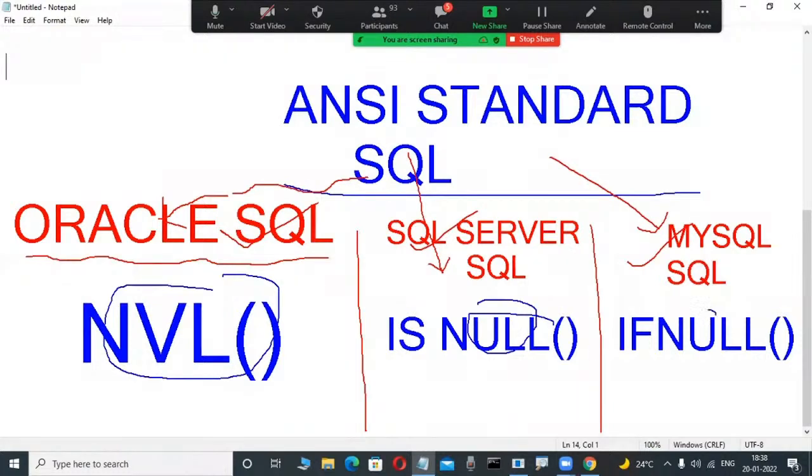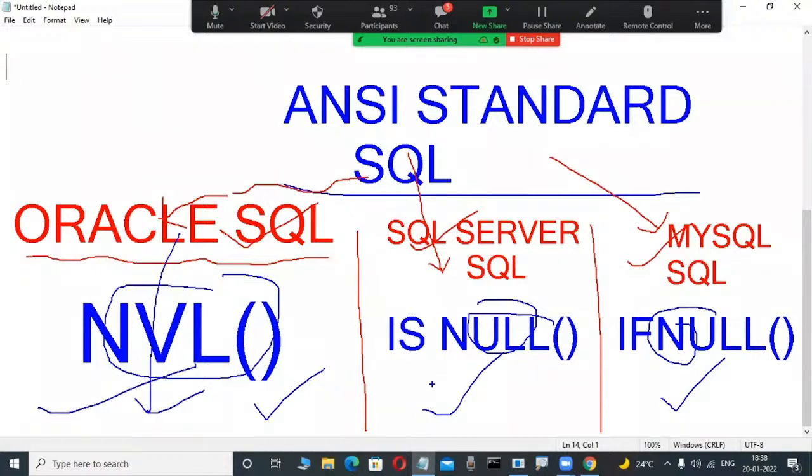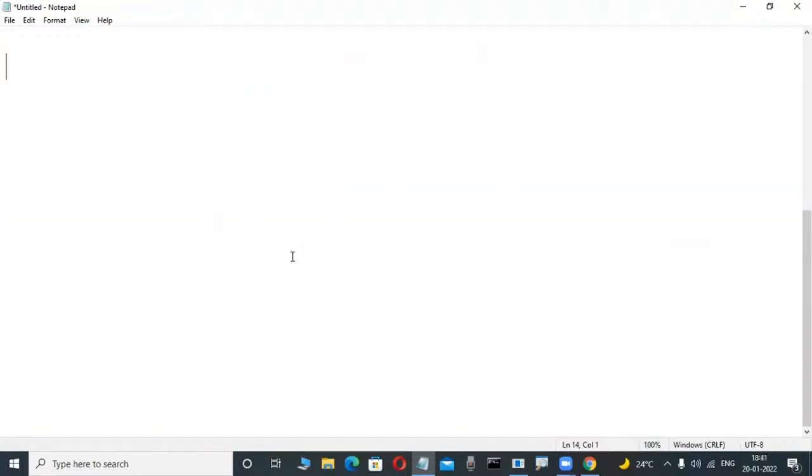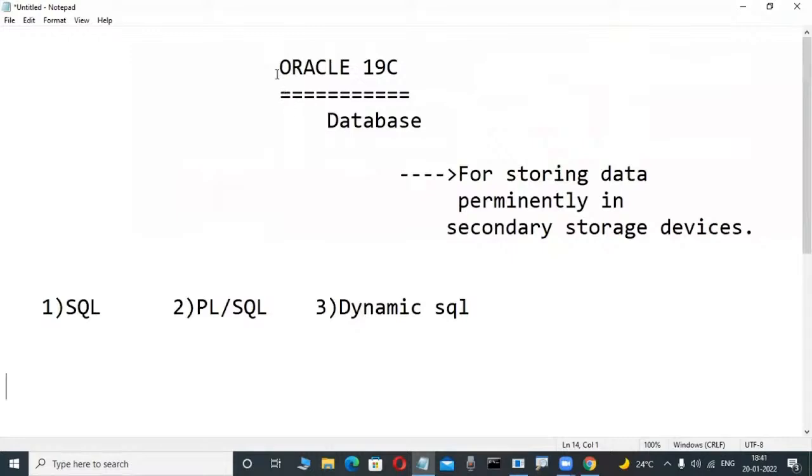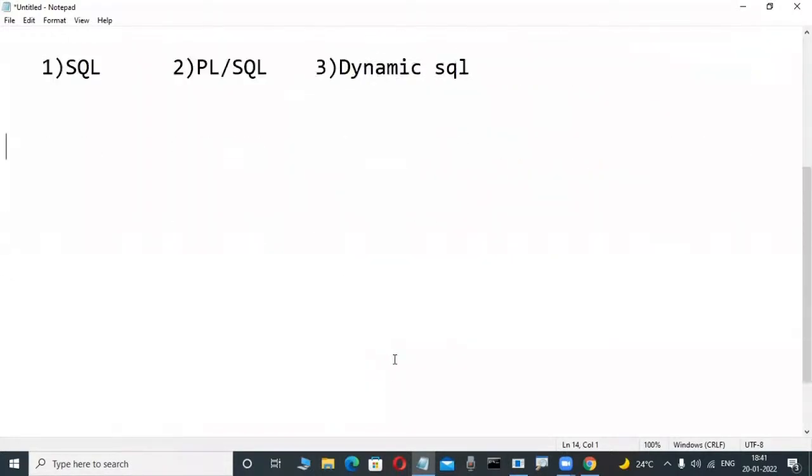And the syntax is totally different. Here the create procedure syntax is different, and here the create procedure syntax is also different, with slight differences. Suppose a function like MONTHS_BETWEEN is there in Oracle SQL only. Can I use the same function in SQL Server? No, there is DATEDIFF, another function.